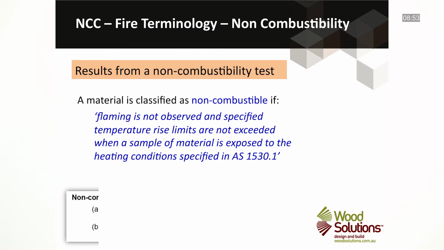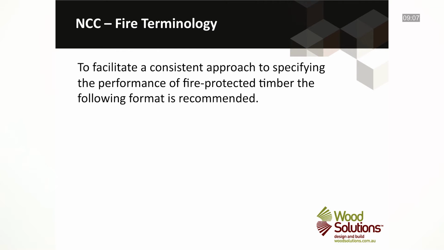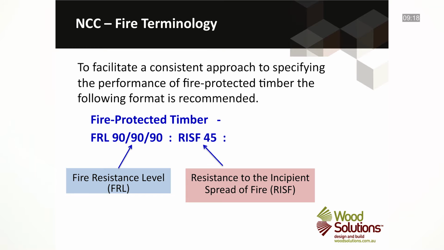Many materials are also required to be non-combustible. A material is classified as non-combustible if flaming is not observed and specified temperature rise limits are not exceeded when a sample of material is exposed to the heating conditions specified in AS 1530.1. To facilitate a consistent approach to specifying the performance of fire-protected timber, the following format is recommended. For describing the fire-protected timber requirements: fire resistance level, resistance to the incipient spread of flame, and NC, describing non-combustible lining materials.